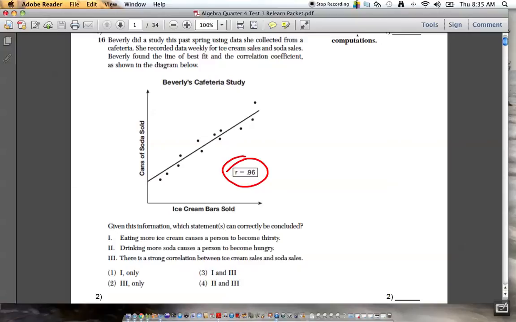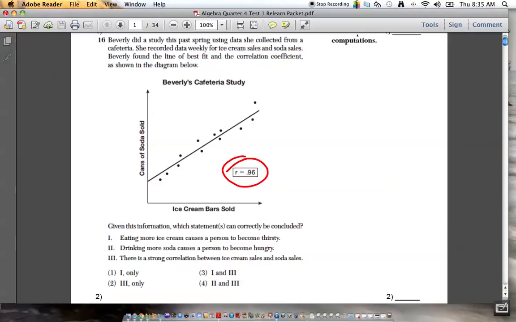Well, eating more ice cream causes a person to become thirsty. As the ice cream goes up, they do eat more soda, but does it necessarily cause it? I don't know. There's no cause and effect relation. There's a correlation, but I don't know that eating ice cream makes you thirsty in real life, nor from the graph. Drinking more soda causes a person to become hungry. No, not necessarily. In fact, odds are it probably makes you less hungry.